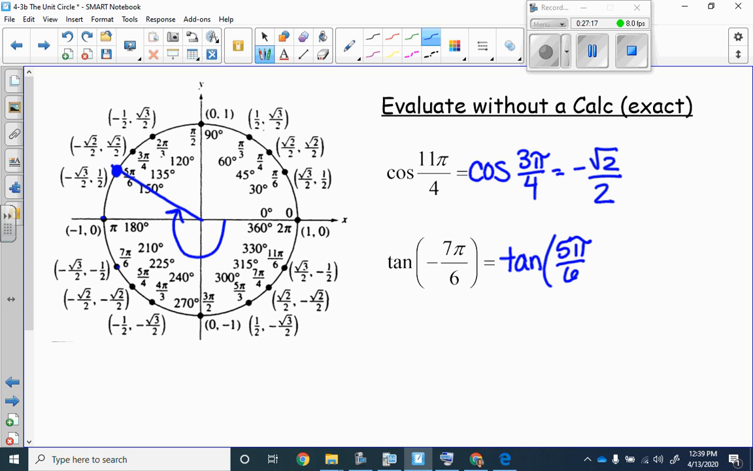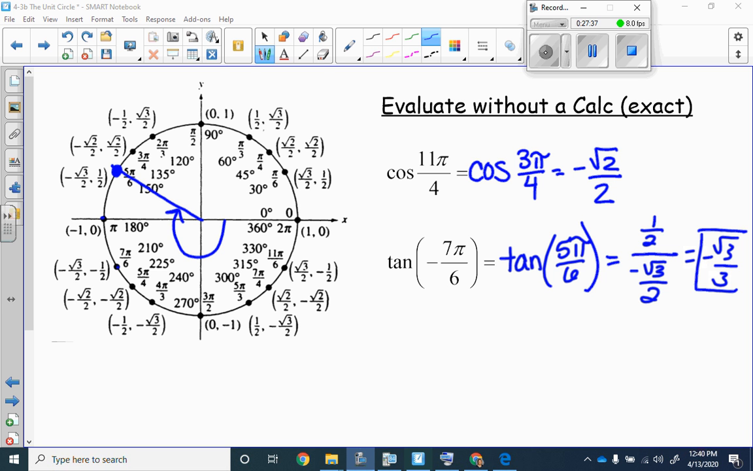And eventually we'll talk about some properties that go along with these. And then tangent in this case here, we would be taking our 1/2, divided by the negative square root of 3 over 2, and we would get a negative square root of 3 over 3 for our tangent here.